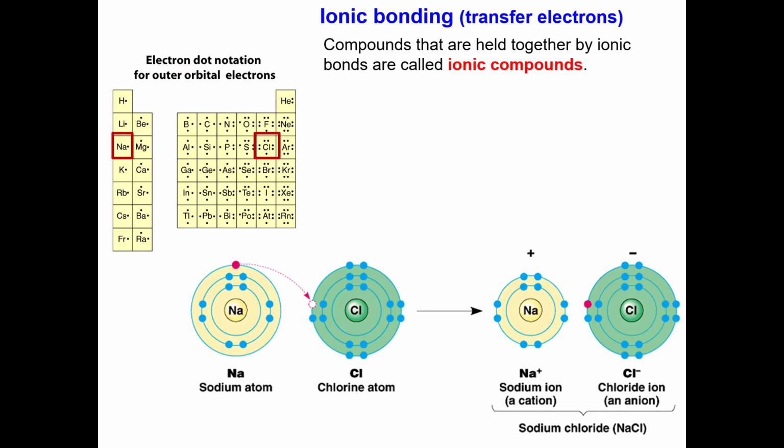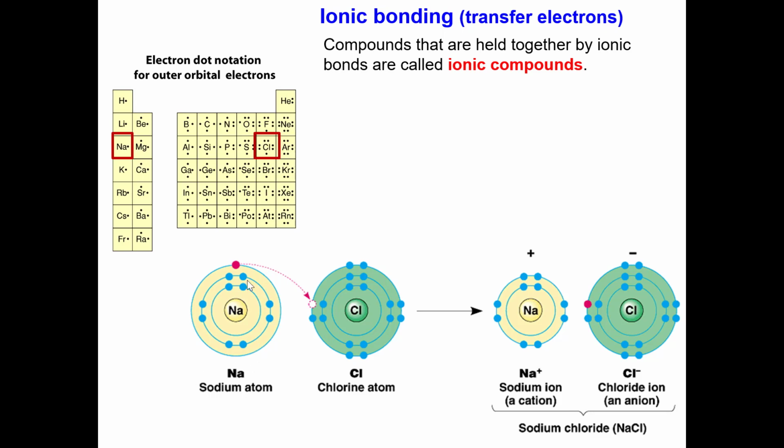Compounds that are held together by ionic bonding are called ionic compounds. We will learn how ionic compounds are formed, how to write their formulas, and how to name them. Let's see first this example.